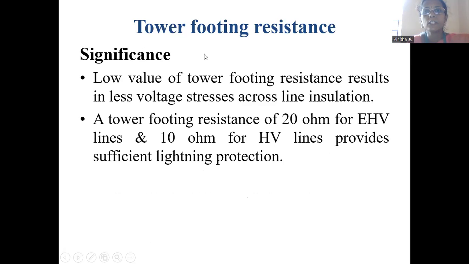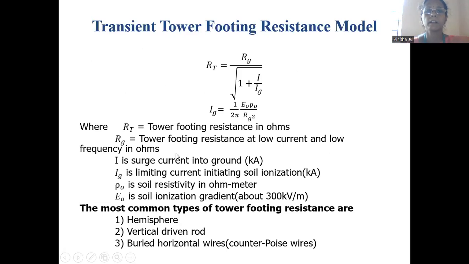What is the significance of the tower footing resistance? A low value of tower footing resistance results in less voltage stress across the line insulation. A tower footing resistance of 20 ohms is used for extra high voltage transmission lines, and 10 ohms is used for high voltage transmission lines, which provides sufficient lightning protection.